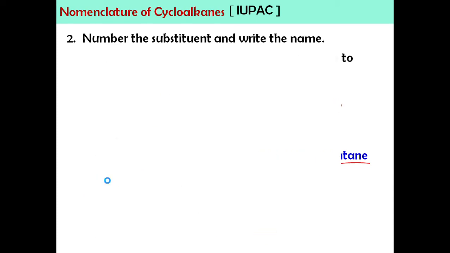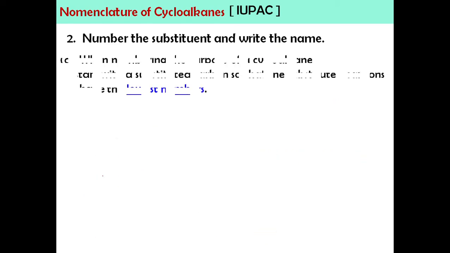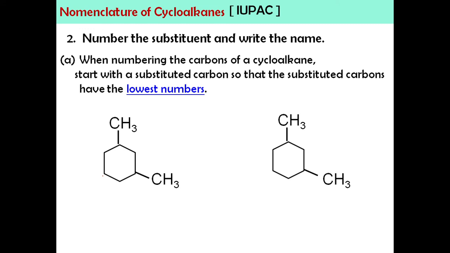So now, what if there are 2 substituents in the cyclic alkane? Okay, so kalau macam ni, kita akan start the number. So awak kena bagi nombor serendah yang mungkin. Okay, jadi bila ada substituent, 6 carbon as the parent and this is the substituent. So bila ada substituent macam ni, jangan start numbering from the carbon that do not have the substituent.